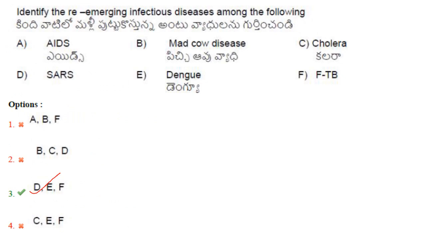Next one, identify the re-emerging infectious diseases from the following. So re-emerging infectious diseases are diseases that were once major health problems globally or in a country and then declined, and as the years go by they have re-emerged again, becoming health problems for a significant proportion of the population. They are called re-emerging diseases. So out of these, SARS, dengue and TB are re-emerging diseases, and the answer is option 3.